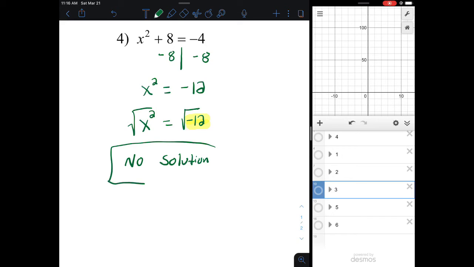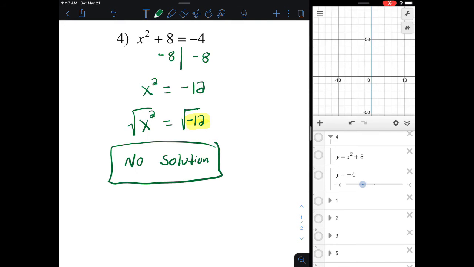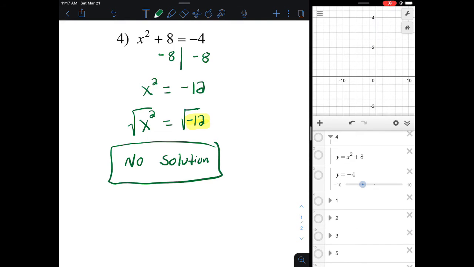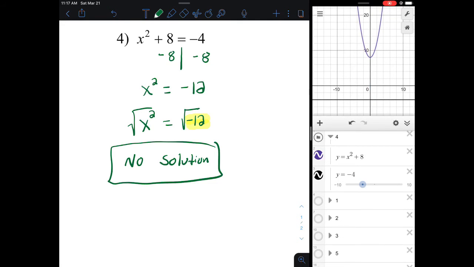Now, this would be an interesting one to look at graphically and say, well, why is there no solution to this problem? So I'm going to graph the equation y equals x squared plus 8 and graph the equation y equals -4. All right, so turn my graphs on and I look. We're looking over here on the right-hand side. I see the parabola in purple. And then the line y equals -4 is down beneath the x-axis. They never touch each other.